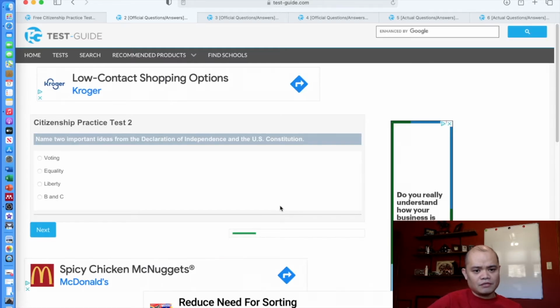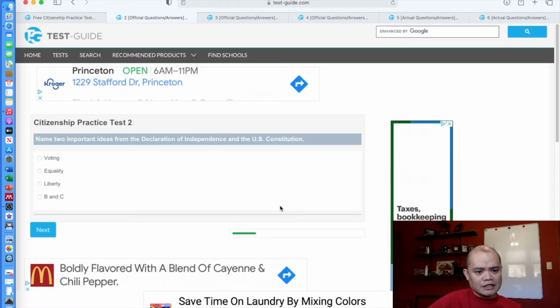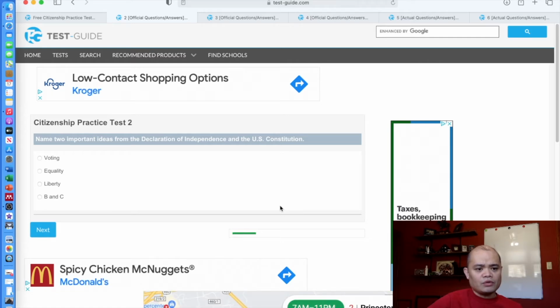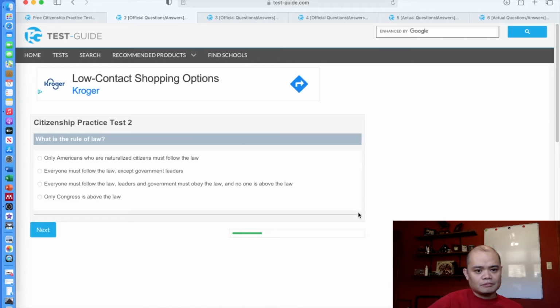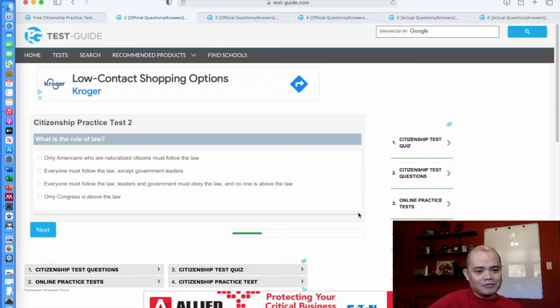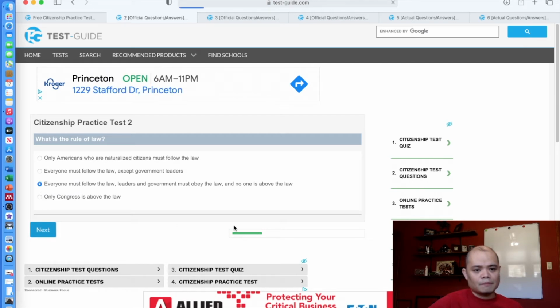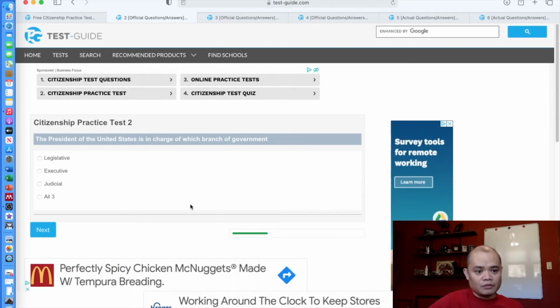Name 2 important ideas from the Declaration of Independence and the U.S. Constitution. Important ideas: voting, equality, liberty. So that would be equality and liberty, both B and C. This is actually fun. What is the rule of law? Well, rule of law is nobody is above the law. So that would be everyone must follow the law, leaders in government must obey the law, and no one is above the law. All right, that's C. The President of the United States is in charge of which branch of government? So that would be executive.